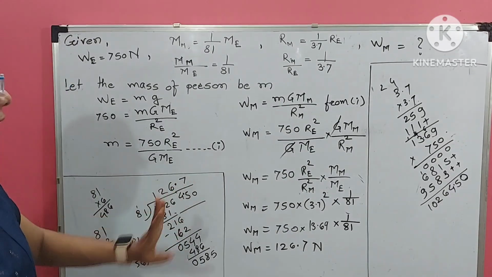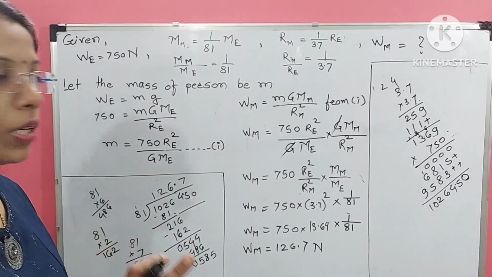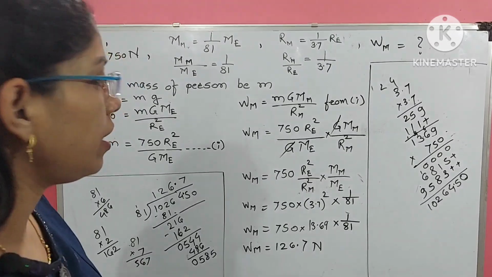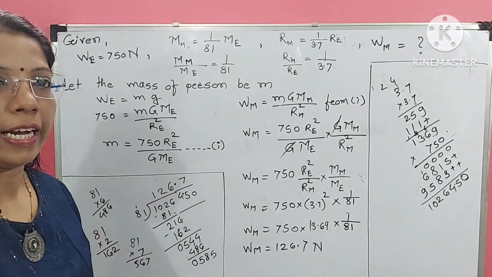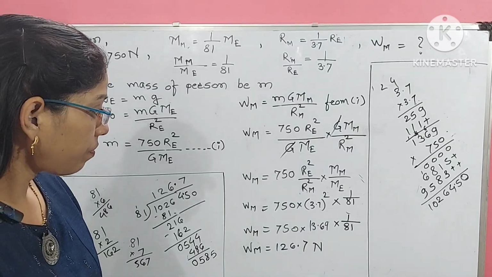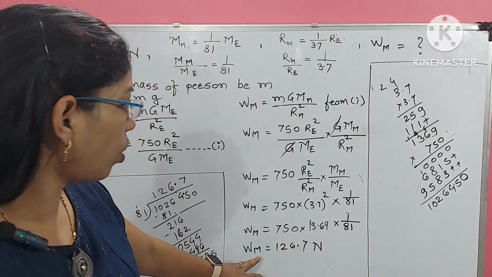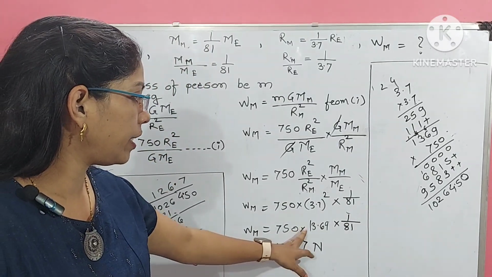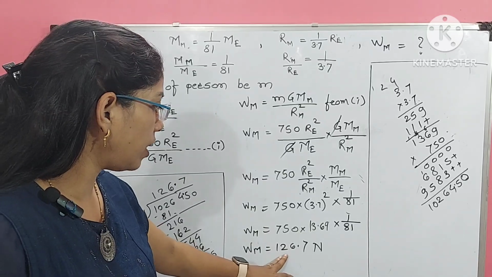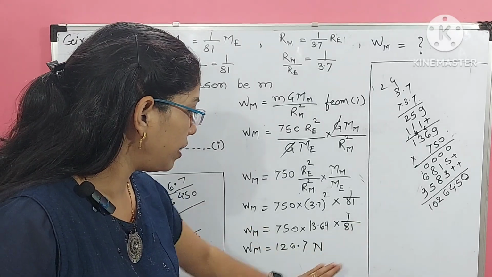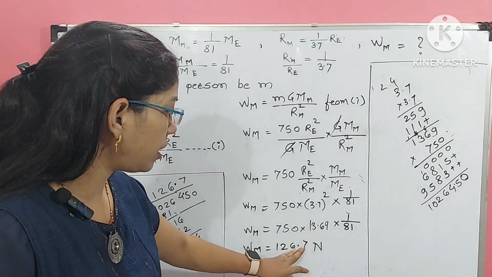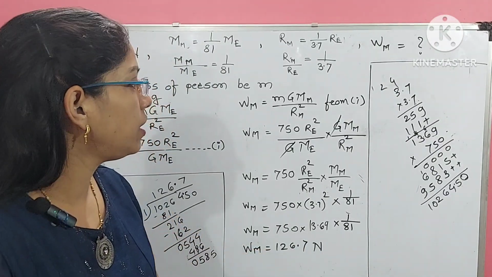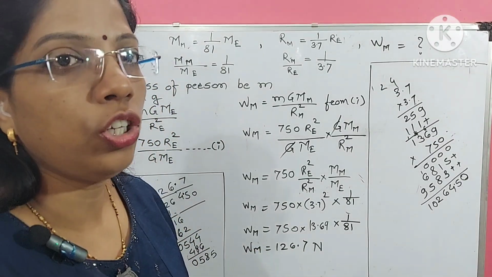Point as it is, and after the point only one digit is enough. Therefore 7 is repeated, you can make it an 8. So the weight of the person on moon is equal to, we have divided this value by 81. The value is 126.7 Newton, which is the weight of the person on moon.